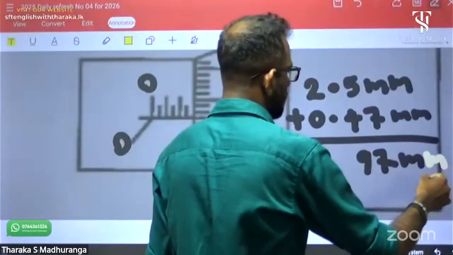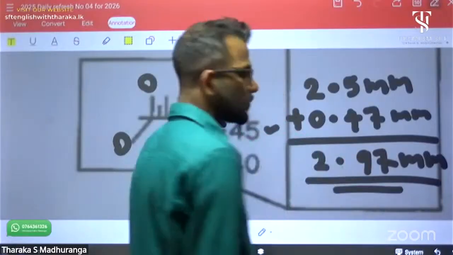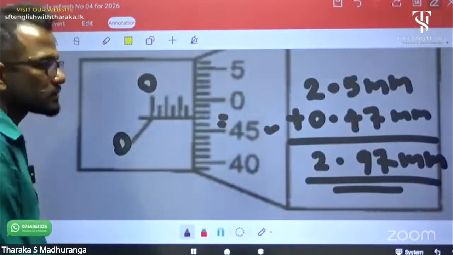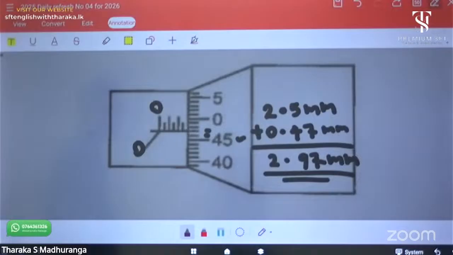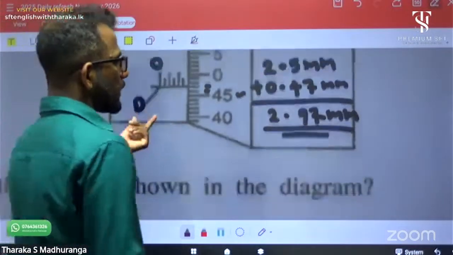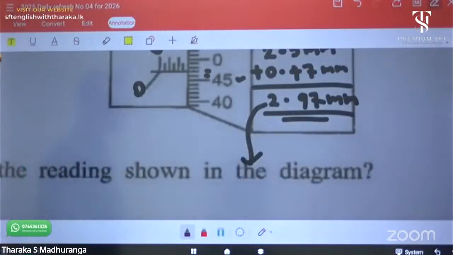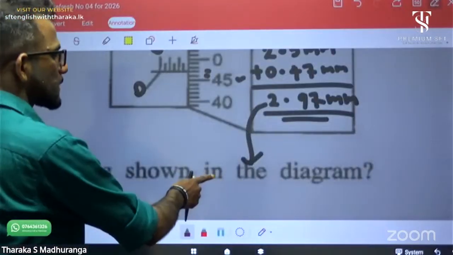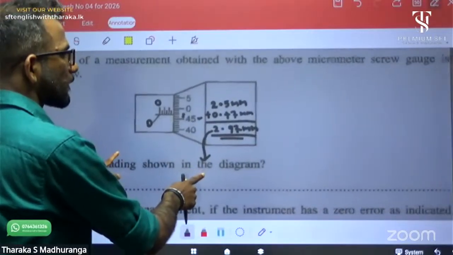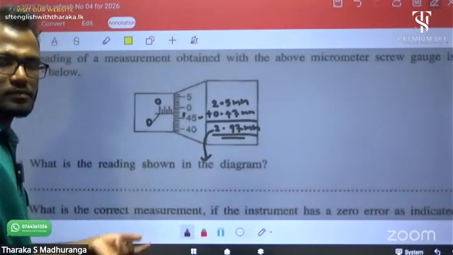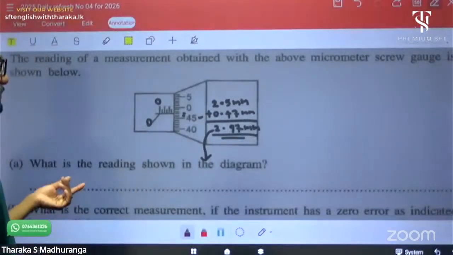2.97 millimeter is the reading. Understood?